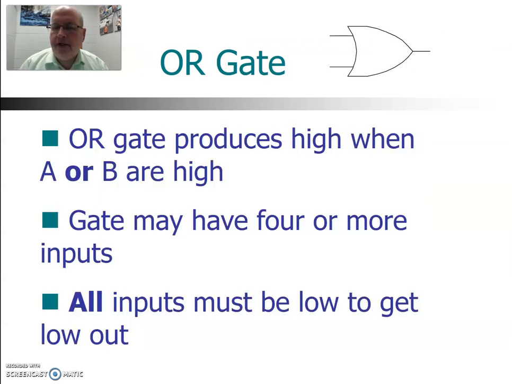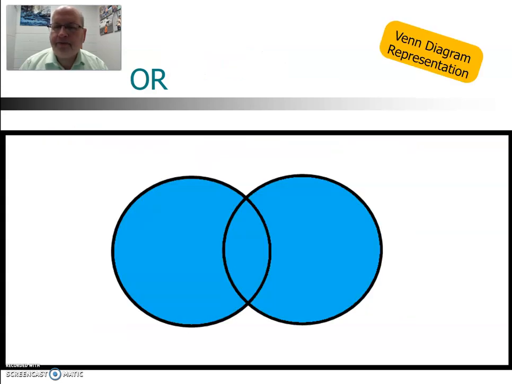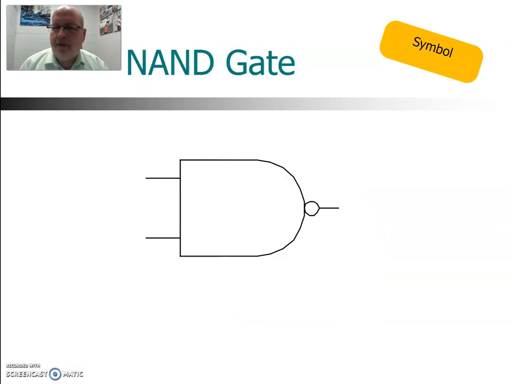So the OR gate, you get a low when all inputs are low. And I'm not going to show you that expanded truth table. You can imagine it's the same idea. So with the OR gate, the Venn diagram will look like this. If you have a member of A or B, then that is a valid output.